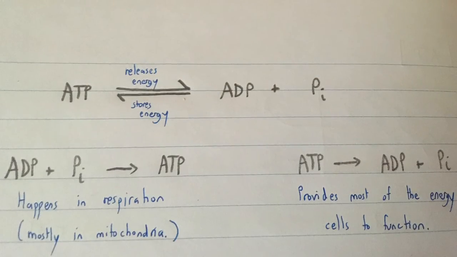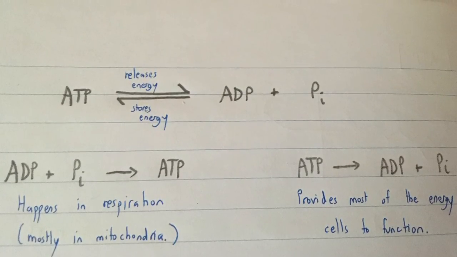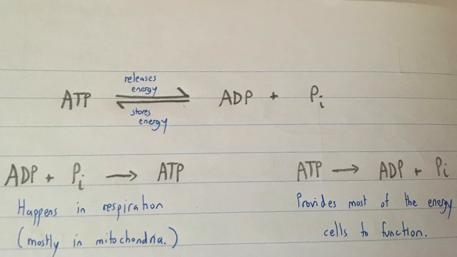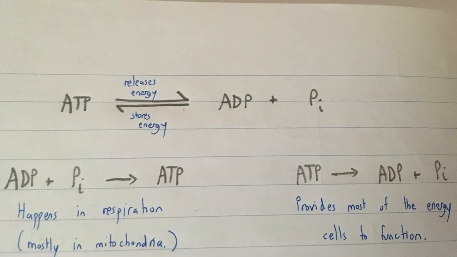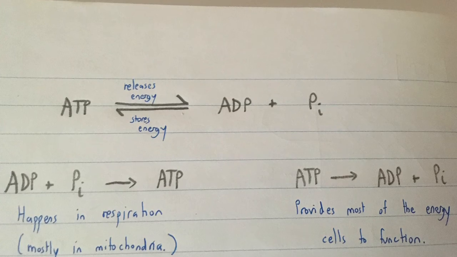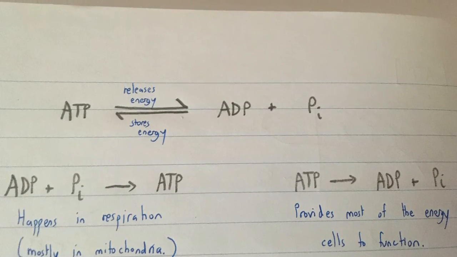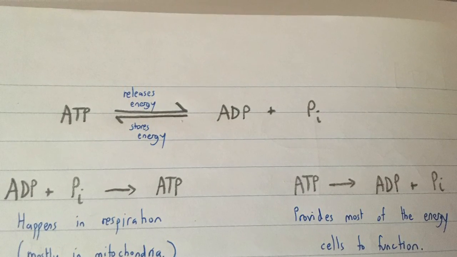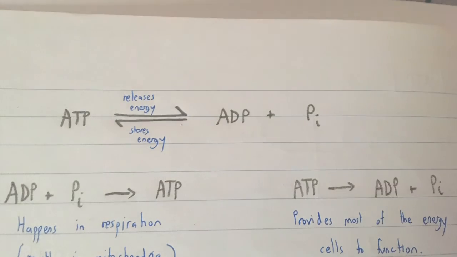To release energy, ATP breaks off one of its phosphate groups, forming ADP, which stands for adenosine diphosphate, and a phosphate group. This is a reversible reaction, so it can happen both ways.